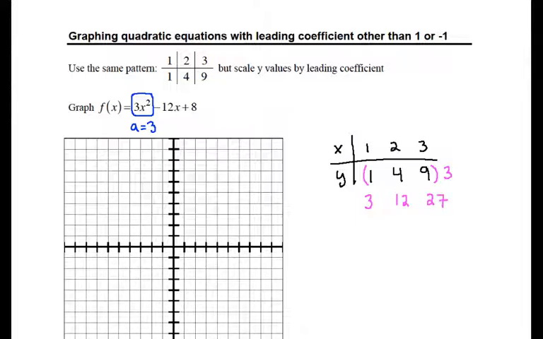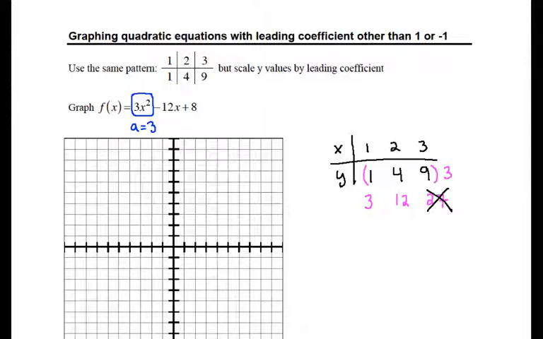Now that 27 is almost definitely not going to fit on my grid, so I usually just ignore it. I'm definitely not going to rescale things to fit that point. But the 3 and the 12, there's some hope. At least the 3 should fit, and the 12, sometimes it fits, sometimes it's just a little bit off, but we can still sort of use where it's supposed to be, even if it's a little bit off, in order to get the shape of this parabola correct.